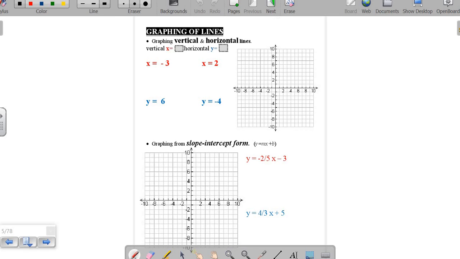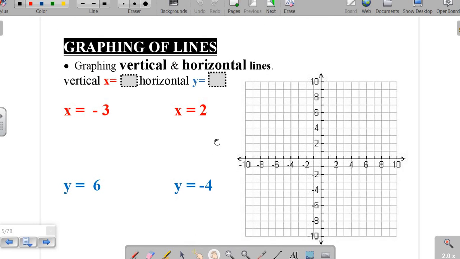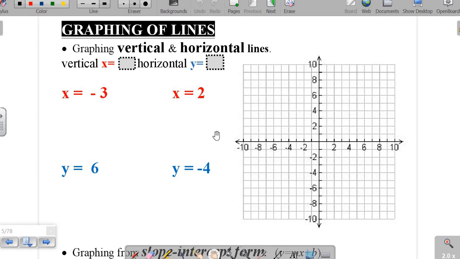We're going to talk about graphing of lines. Some of these we did during the preview note last class. Ready? Graphing of lines. You're now in your preview note booklet. X equals -3 is all the points where you have a -3, comma something. Y equals 6 is all the points where you have something, comma 6.